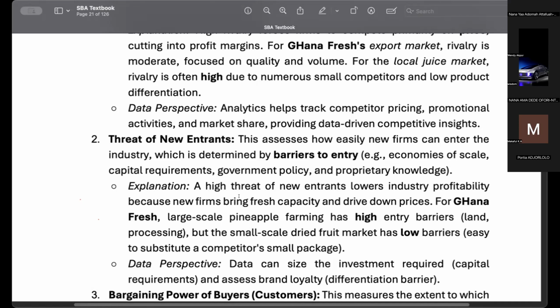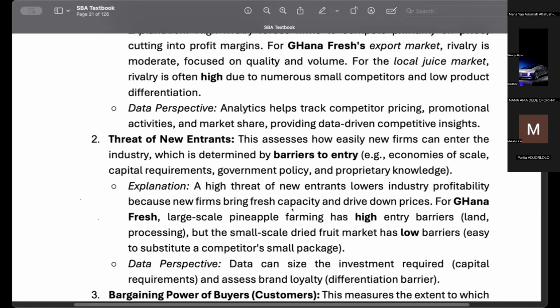So that's why I say a high threat of new entrants lowers industry profitability, because the new firms bring fresh capacity and drive down prices. How many times have you not seen a new restaurant on your block, with their advertisement, and by the Sunday you are there to go and try the product? How many has not been drawn to that before? You see, they do a lot of adverts and stuff. They have a very good ambience. The lights are there. And by the time they finish opening, by the weekend, you are there to go and try the food.